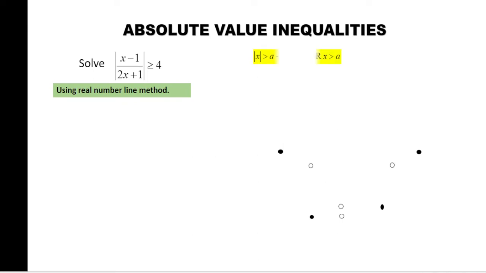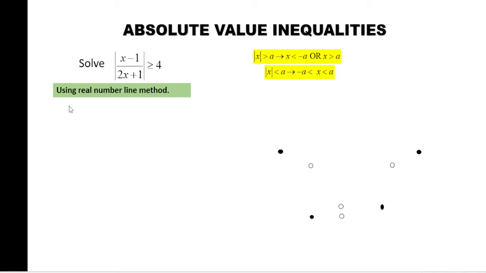Let's say you have the absolute value of x, with the modulus symbol. Absolute value of x greater than a means that the solution for x can take the value of x less than negative a or x greater than a. When you have absolute value of x less than a, the value of x lies between negative a and a.